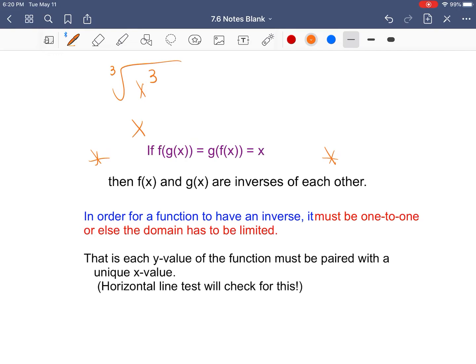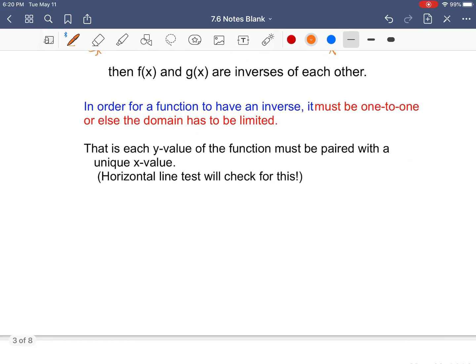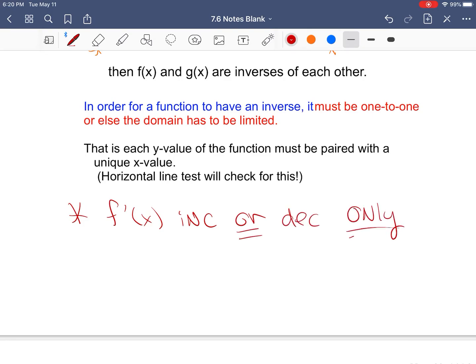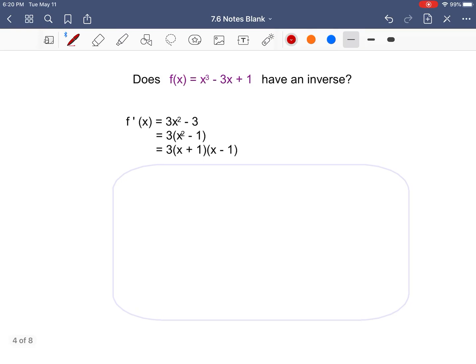And a reminder, in order for a function to have an inverse, it must be a one-to-one function, basically meaning it has to pass the horizontal line test. If it doesn't, then the domain has to be limited. One very important piece of information, which I'm just going to tell you, is that in order to tell if it's a function without having to graph it, if your derivative is increasing or decreasing only. So we're going to use that.